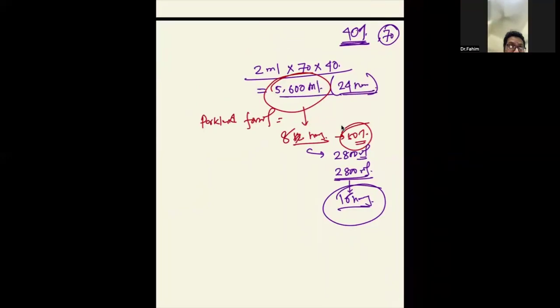But deep partial thickness, where the reticular dermis is involved, in this case you give fluid. What is the classification of this one? Is it superficial or deep? It is the deep one. Exactly. So you'll have to calculate this, right, bhaiya?